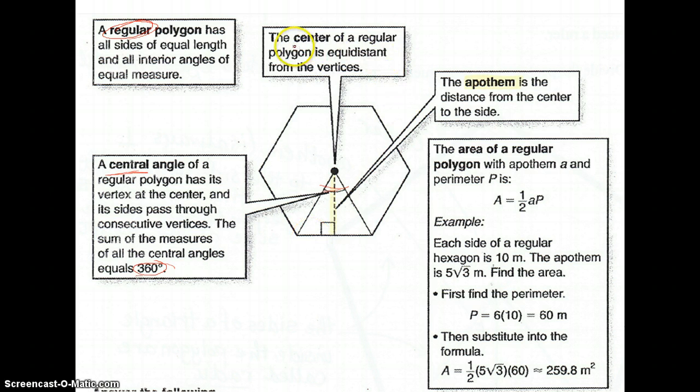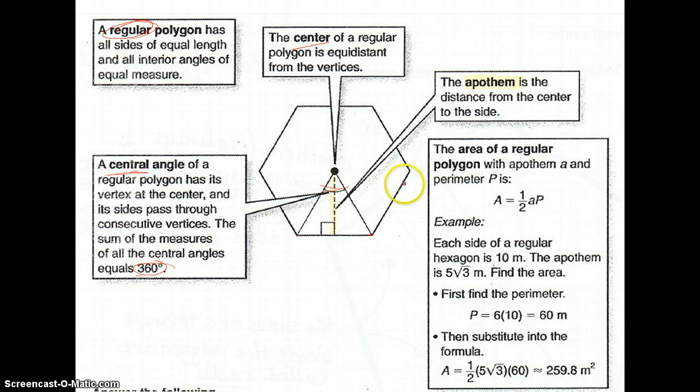We see also that the center of our regular polygon is equidistant from the vertices. So the distance from the center to a vertex is equal, for example, from the center to this vertex, and from the center to this vertex, and so on. So the center is equidistant from each of those vertices.